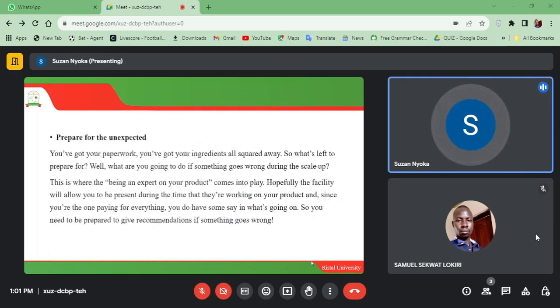And then prepare for the unexpected, of course, before you go in for anything. You've got your paperwork, you've got your ingredients sorted. So what's left for you is to prepare for: what are you going to do if something goes wrong during the scale up? As you're going to scale up, as you're going to make any product, we should have that idea that it might not work out, it might work out. But then you need to be prepared for anything.